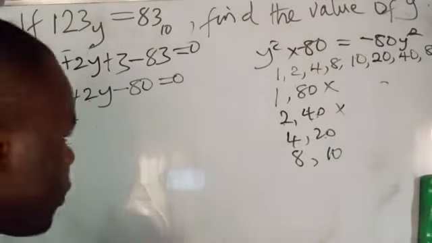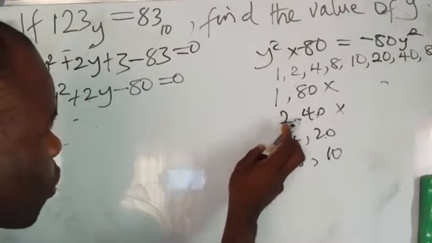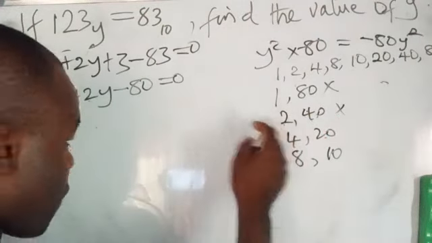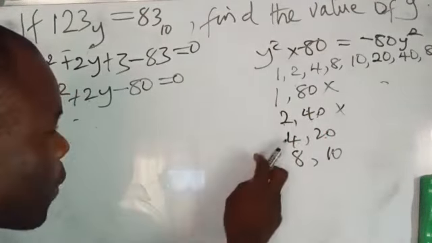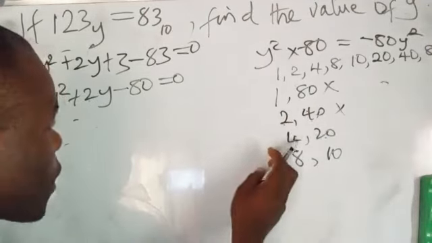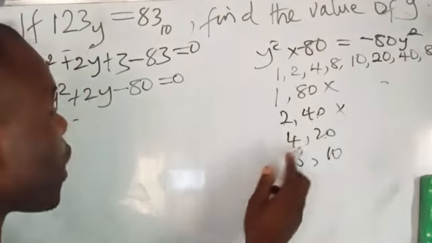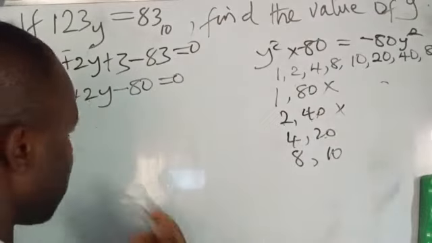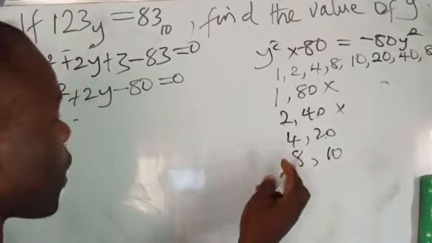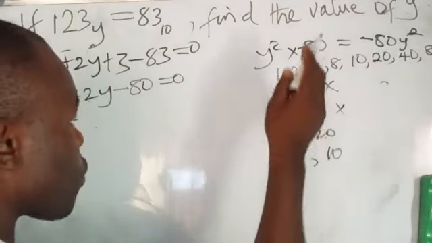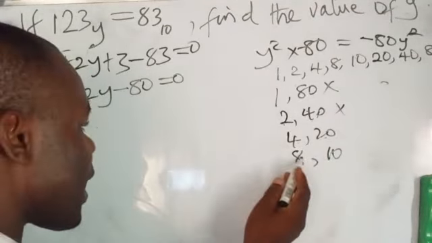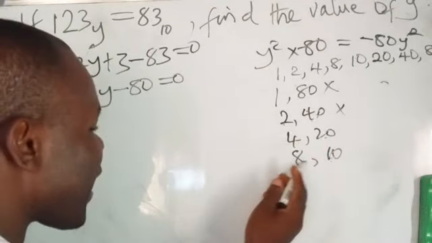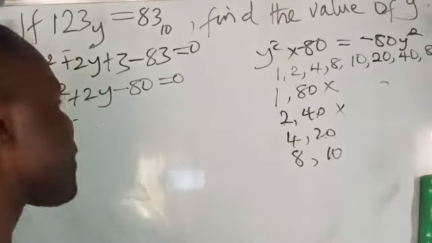So if you pair 2 and 40, it still cannot work because it cannot give you this middle term. Then 4 times 20 is 80, which is good, but 20 minus 4 cannot give you 2, and 20 plus 4 cannot give you 2, which is the middle term. Then if you say 8 times 10, it will give you 80. And 8 plus 10 gives you 18, but 10 minus 8 will give you 2. So you see the thing now.